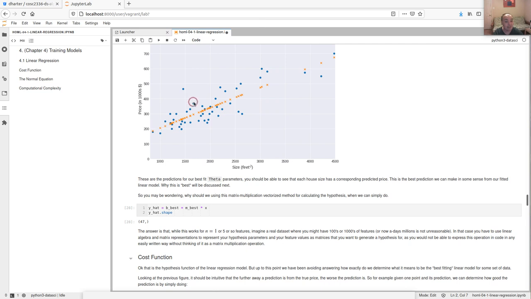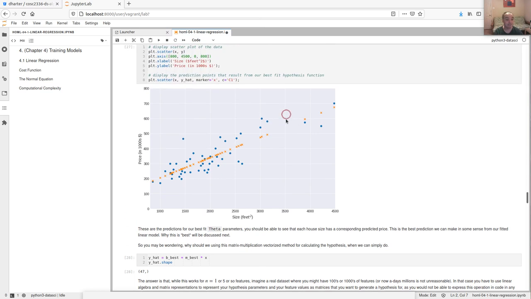Let me repeat that. Make certain you understand that. The best model for a linear fit like this is the one that has the minimum error if you sum up all these errors between your predictions and the true value of what you're trying to predict.